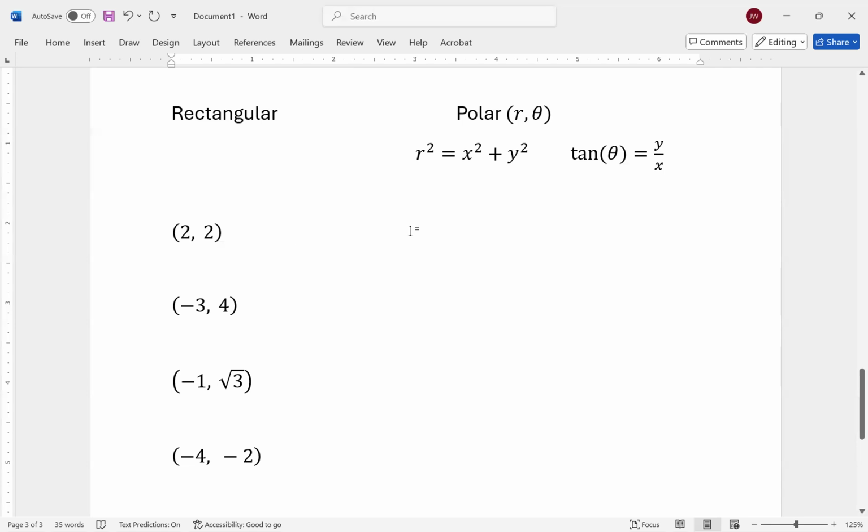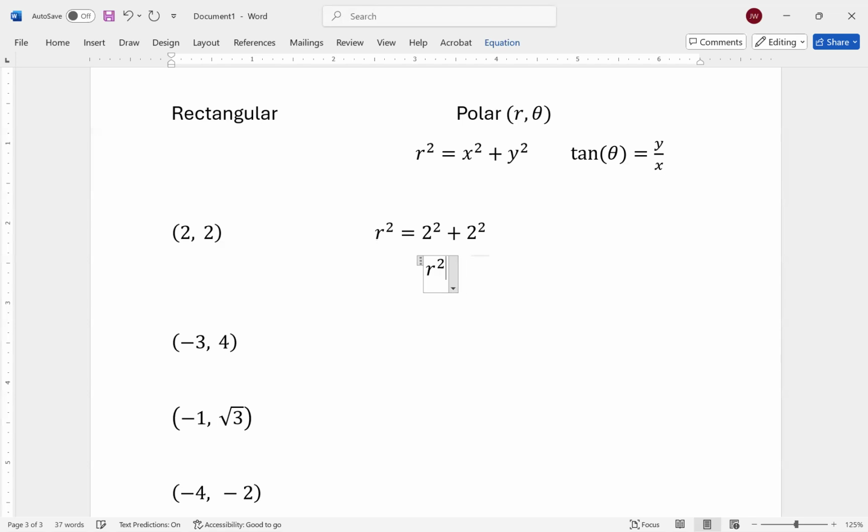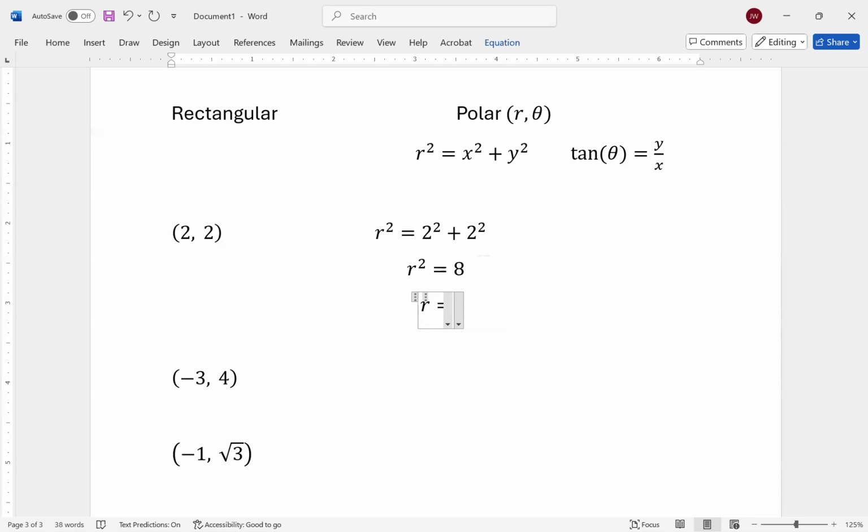So in this case, where I have (2, 2), I would say that r squared is equal to 2 squared plus another 2 squared. You can put that in parentheses if you'd like. So we'd have r squared is equal to 8. And I would let r be the square root of 8. And normally what I do is let r be equal to the positive square root of 8. Again, I use positive r values generally. Now, for this one, we know that tangent of theta is going to be equal to 2 over 2.